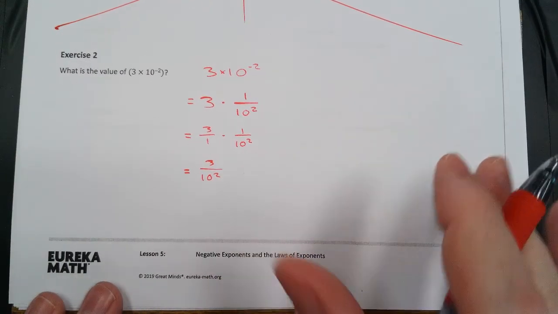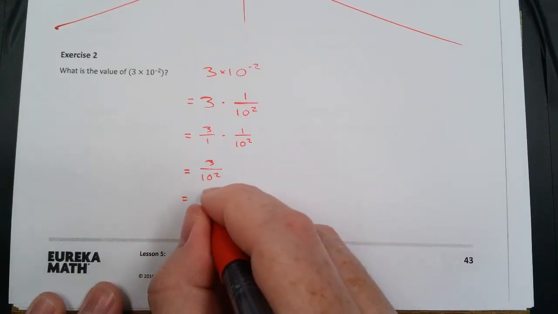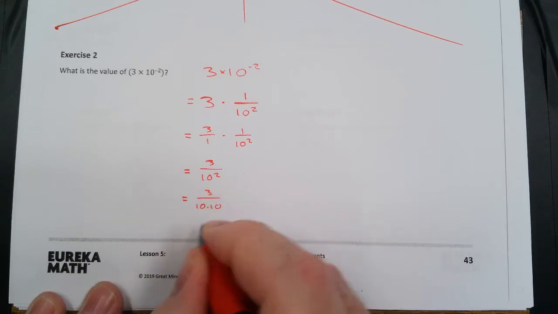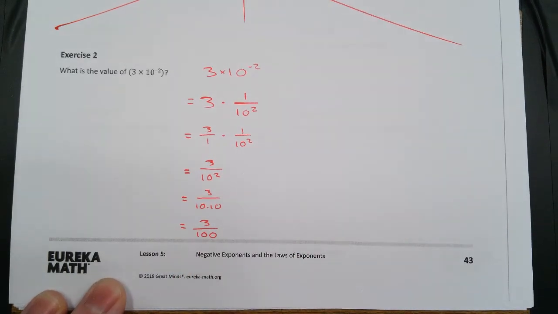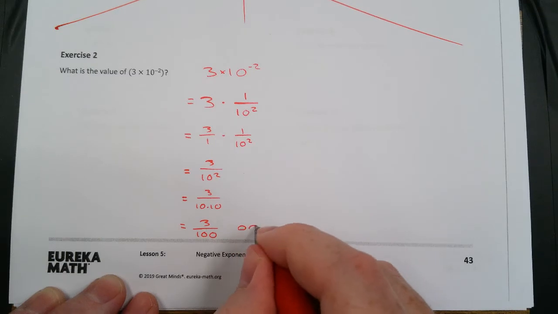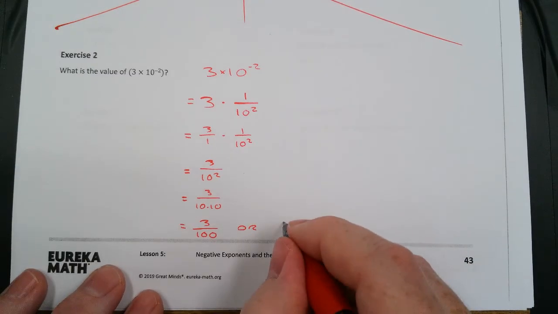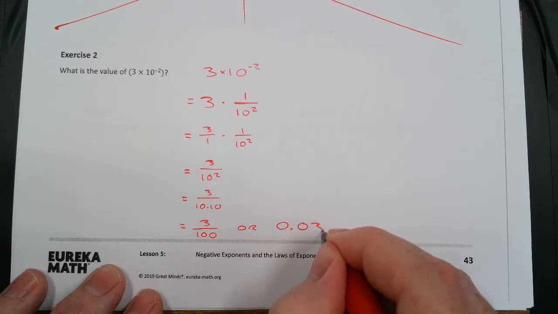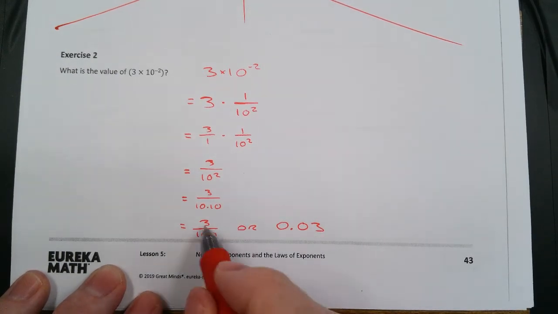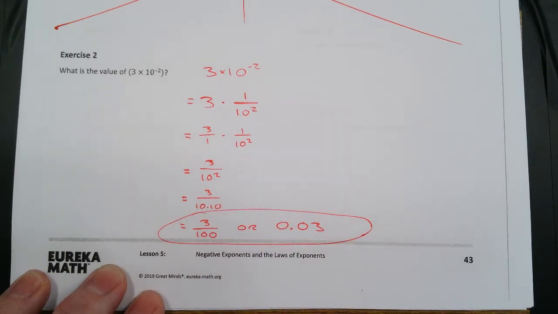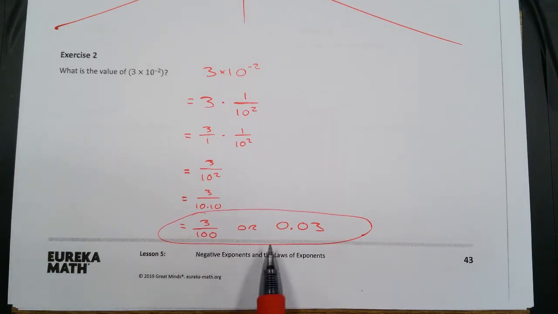Now it says it wants the value, so we do have to keep going. 10 squared is 10 times 10. So this is actually 3 hundredths. 3 over 100. You can write it like a fraction, or it's also important to know how to turn it into a decimal, because 3 hundredths also is 3 in the hundredths place of the decimal. So both of these answers are correct.